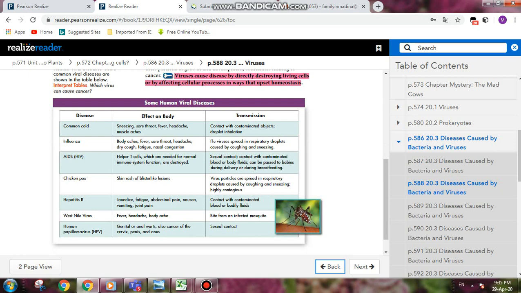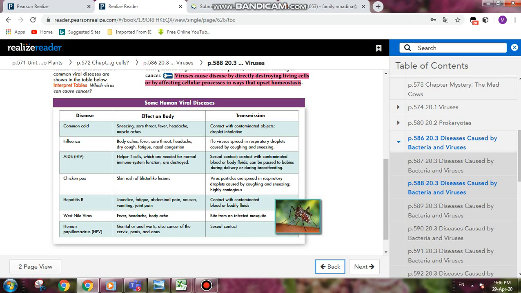What are some examples of viral diseases? We have the disease called common cold. What is the effect on the body? Sneezing, fever, headache. How is it transmitted? By using contaminated objects or by droplet inhalation. It means someone having the disease is coughing or sneezing in front of you, and you catch droplets from him. Influenza is like the same family as COVID-19 or coronavirus.